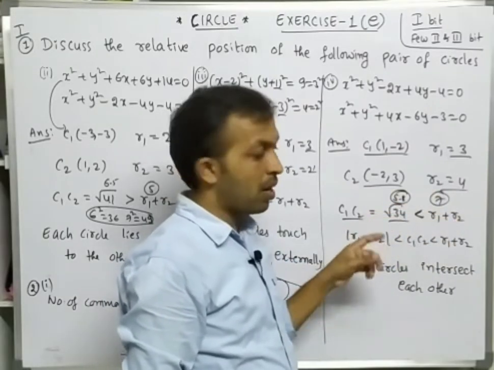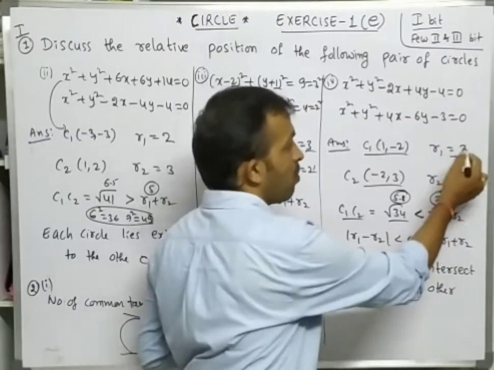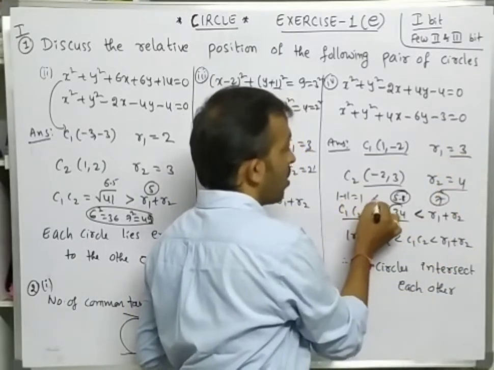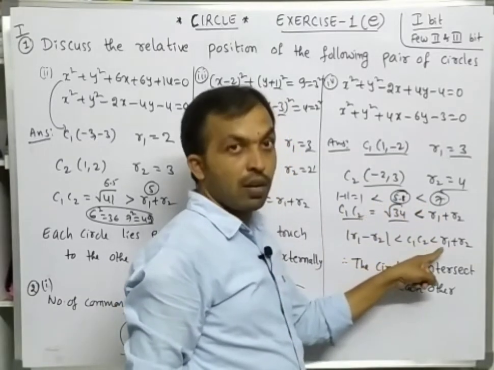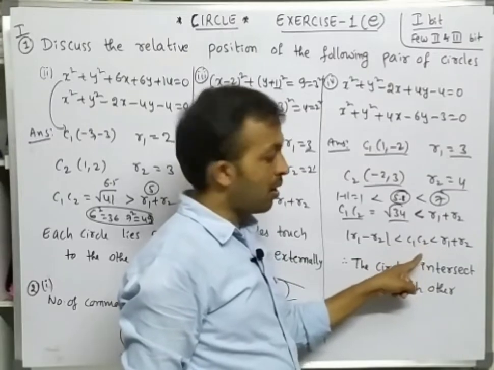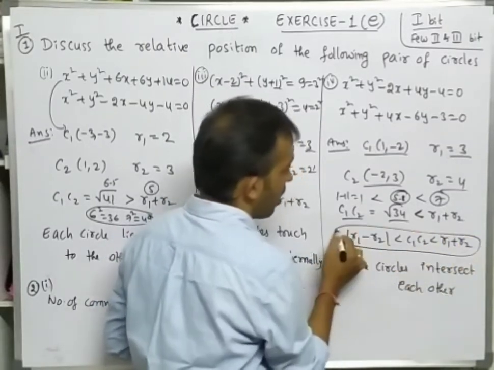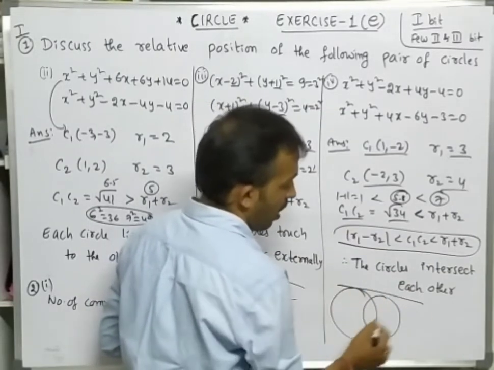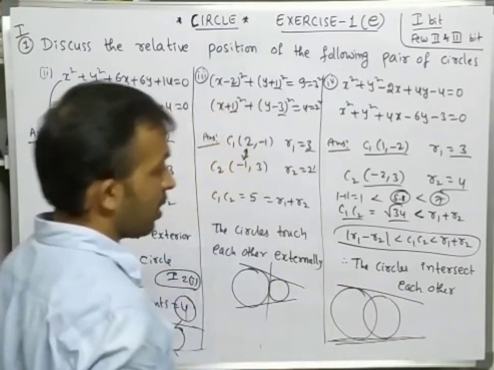For this we have the condition modulus of R1 minus R2 less than C1C2. R1 minus R2 is 3 minus 4, which is minus 1, and the modulus is 1. So 1 is less than 5.8, which is less than 7, so it satisfies this condition. Therefore, in this case, the circles are intersecting like this, so we have two tangents. The circles intersect each other.